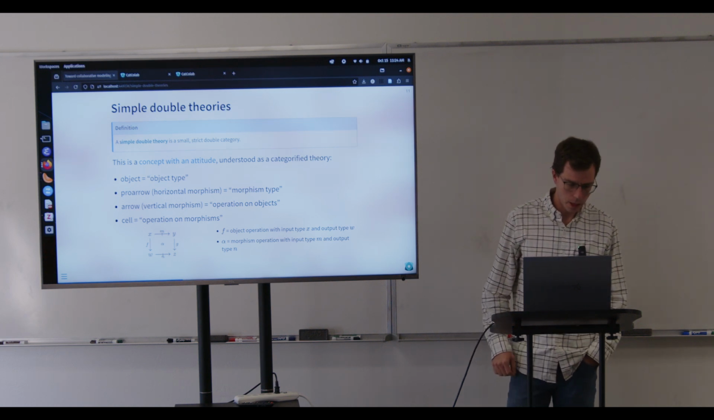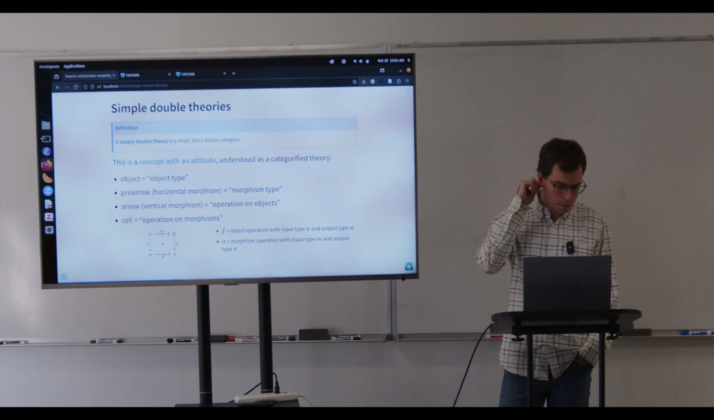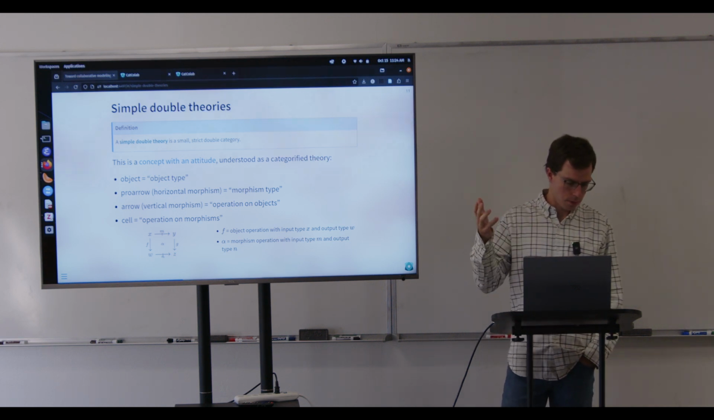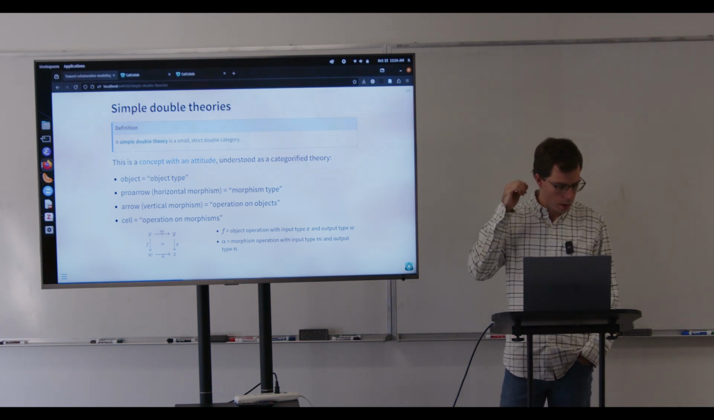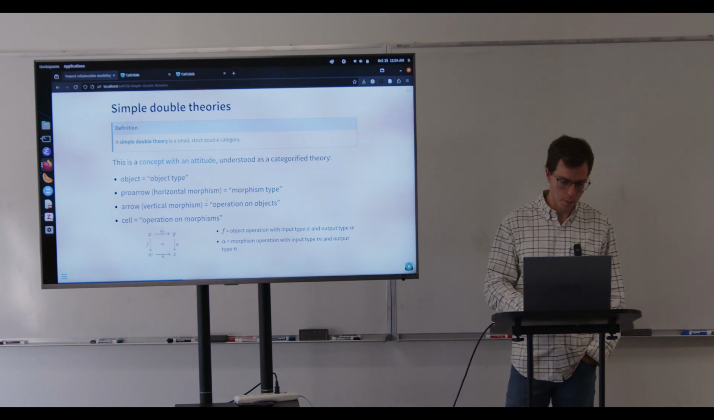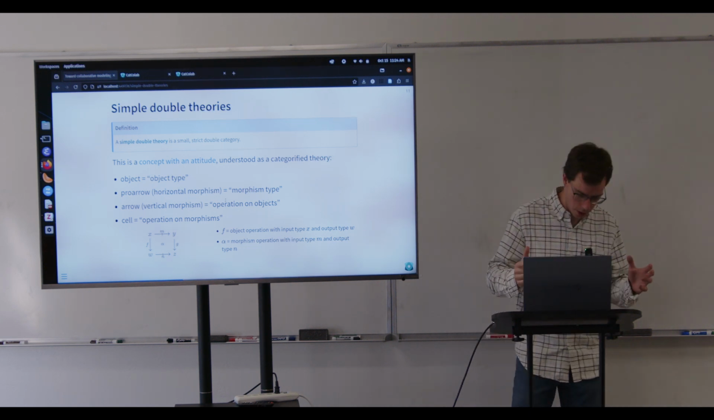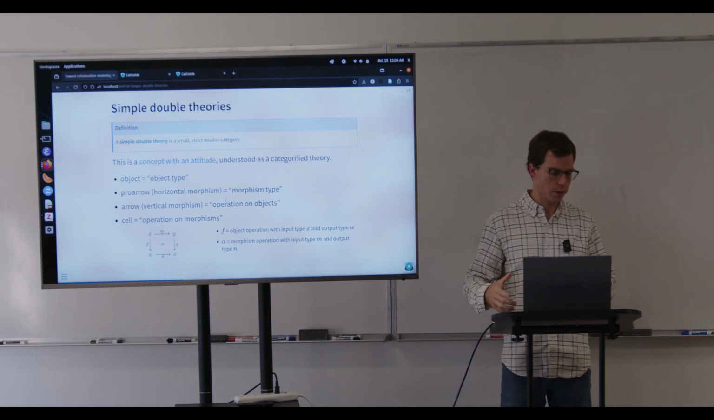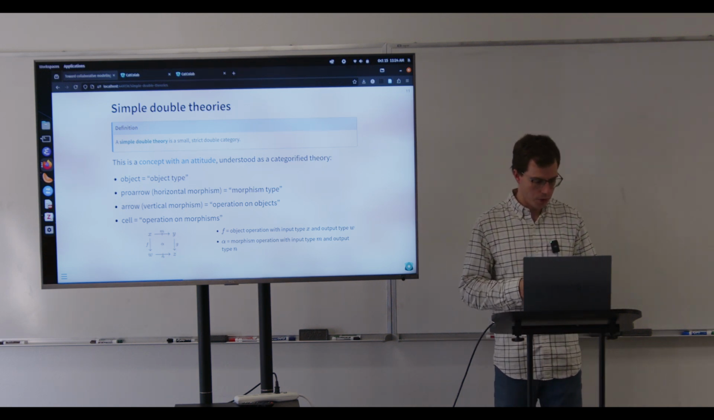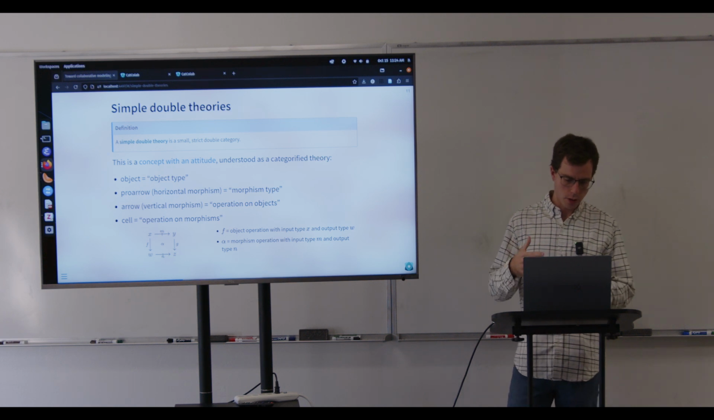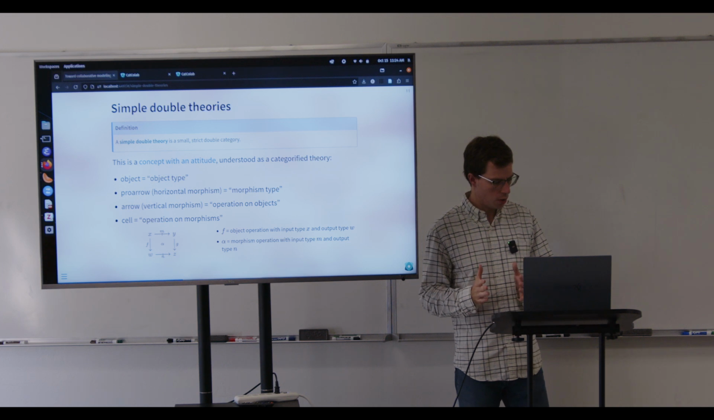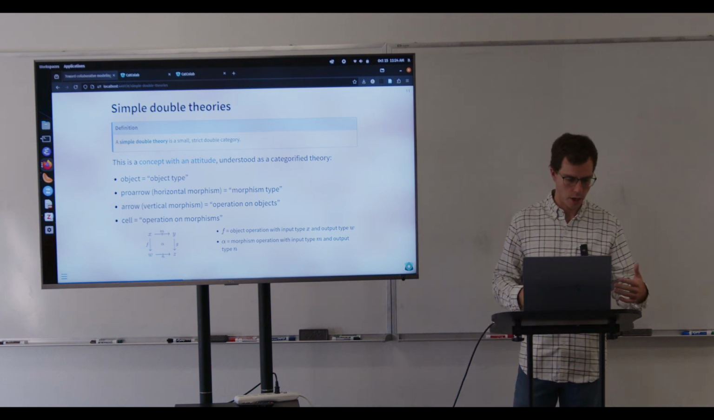And the idea here is that the objects of this double category are supposed to represent object types, let's say, and the arrows or the vertical morphisms are operations. So this is the viewpoint that, if you've seen categorical logic before, you've encountered this before. This is the viewpoint that's present in that whole line of work. And what we're saying is that double theories are like categorified theories, so there's another dimension. And in this extra dimension, we give morphisms first class status.